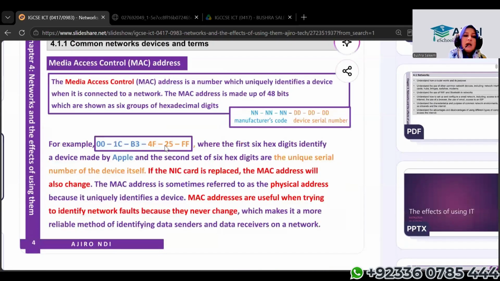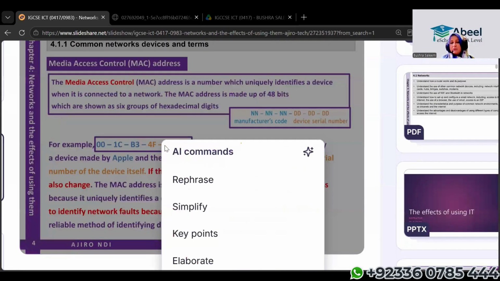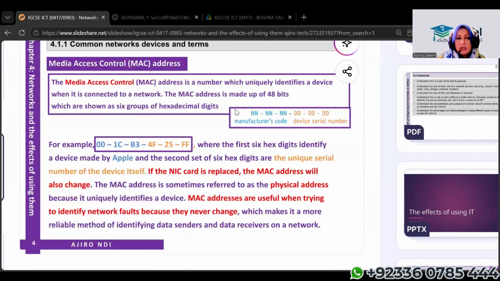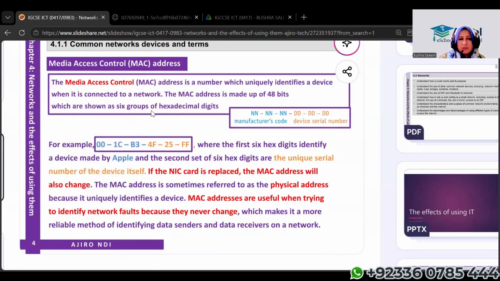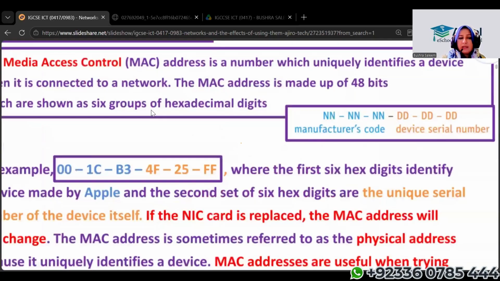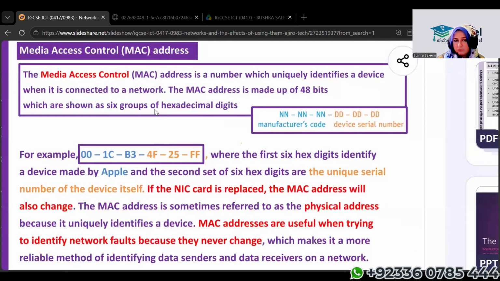So we were discussing the MAC address that is produced by your NIC card. What is the MAC address? MAC stands for media access control. It's a number which uniquely identifies a device when it is connected to a network. If you want to send and receive files or data to an exact person, we can identify the device over the network using this MAC address.